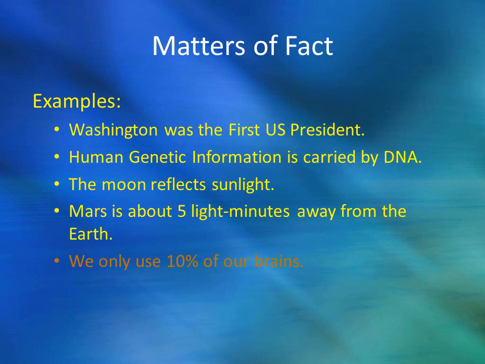So here are some examples. Washington was the first U.S. president. Human genetic information is carried by DNA. The moon reflects sunlight. Mars is about 5 light minutes away from the Earth. We use only 10% of our brains. Notice that this one is in orange. That's because this is actually false. We don't only use 10% of our brains, we use all of our brains. But this is still a matter of fact, it just happens to be wrong.